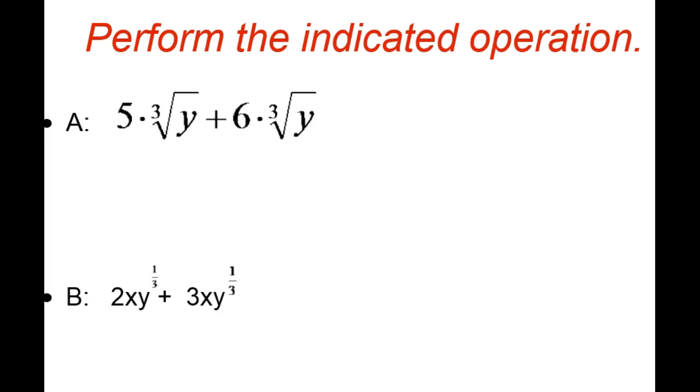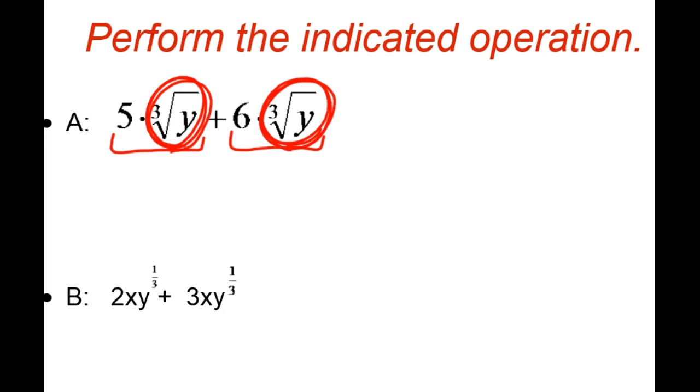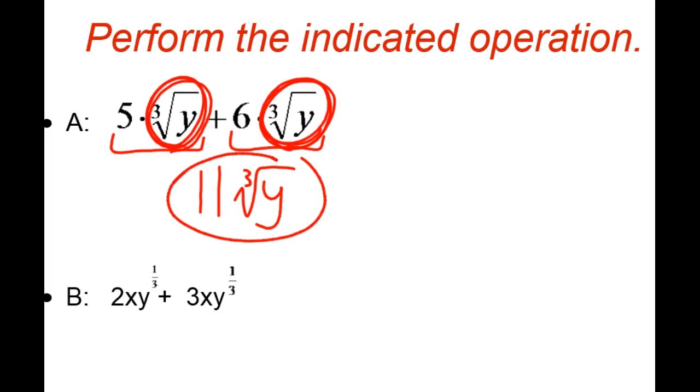And our last two examples from the indicated operations. I look here and I see one term plus another term. And when I analyze those two terms further, I can see that their root portions are identical. They're both an index of 3, and underneath the radical symbol there's the y. If I look at it, I have 5 of these things plus 6 of these things. Altogether that would give me 11 of these things. And that's as basic as it gets.